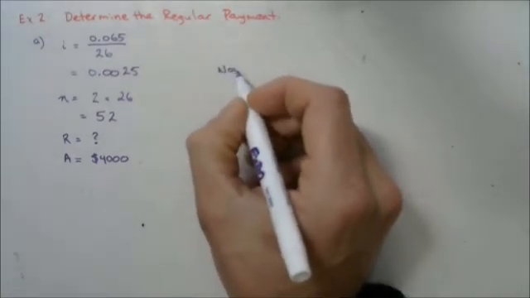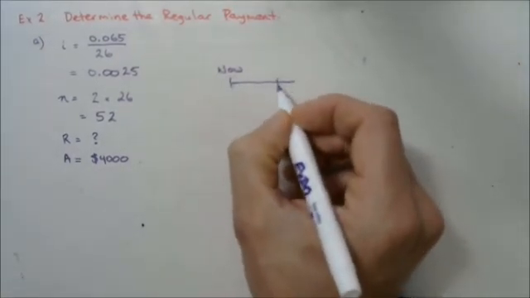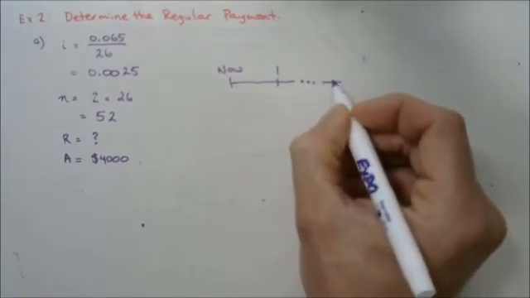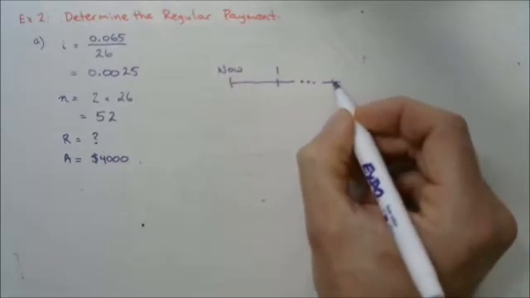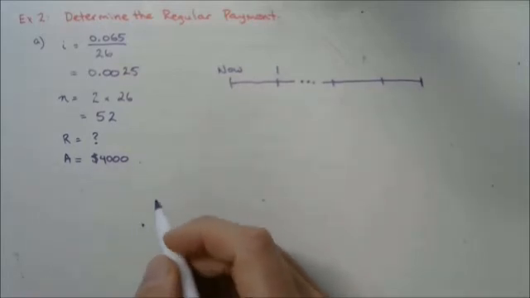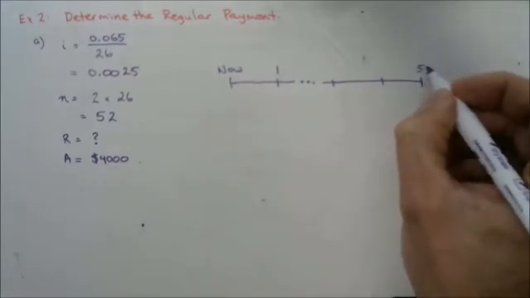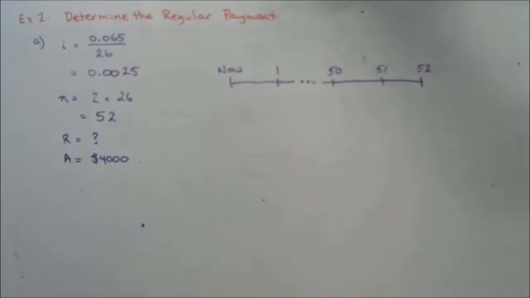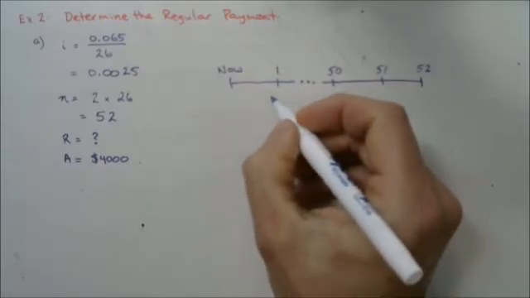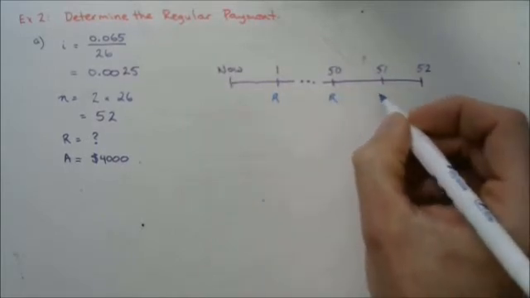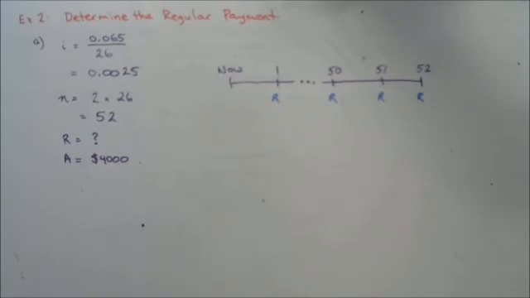So let's go ahead and draw our timeline. We're going to start now. We're going to put the first period in there. We're going to represent a whole bunch of periods in between, and we're going to do the last 3 periods. Well, there are 52 payment periods. So 52, 51, 50. We do not know what R is. We know she's going to be putting it in at the end of each payment period. So we've got an R, an R, an R, and an R.